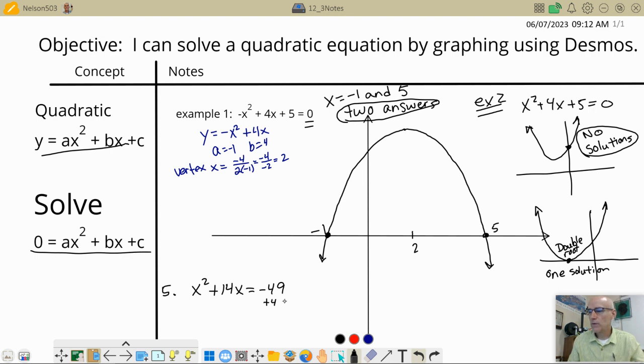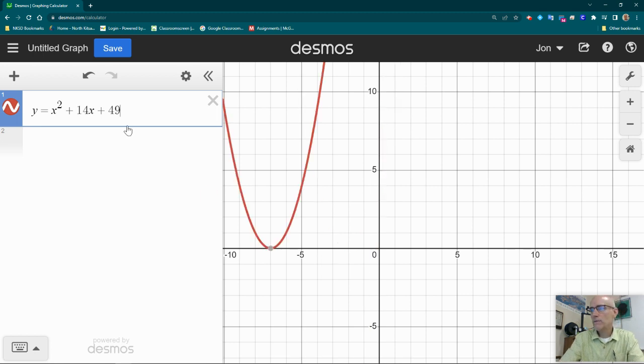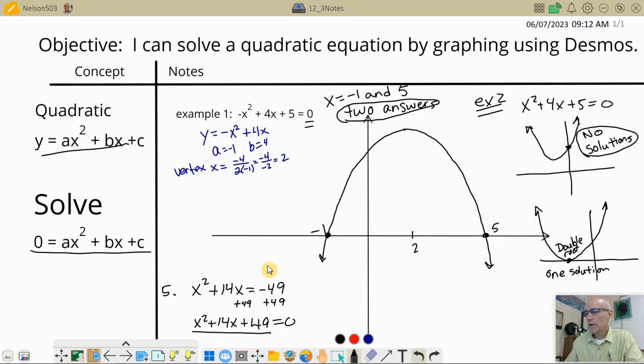So we're going to add 49 to both sides, and we get x squared plus 14x plus 49 equals 0. We're going to put this into Desmos. So I'm going over to Desmos right now. It was x squared plus 14x plus 49, right? Where does it hit the x-axis? At negative 7. So we've got a double root at negative 7. So x equals negative 7, double root.